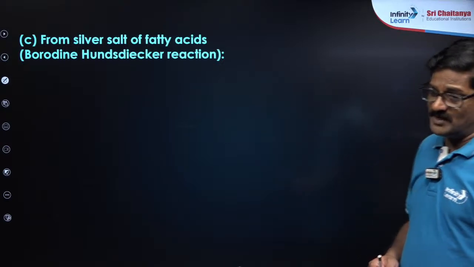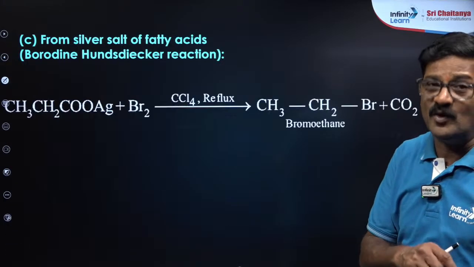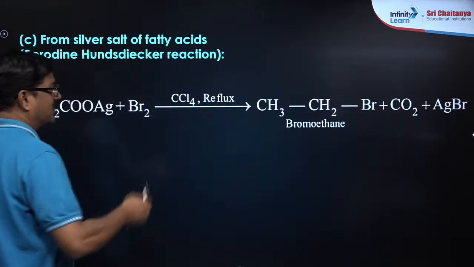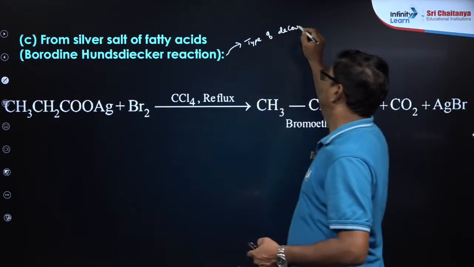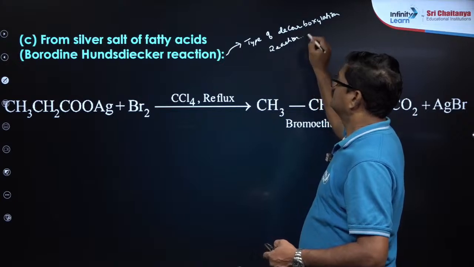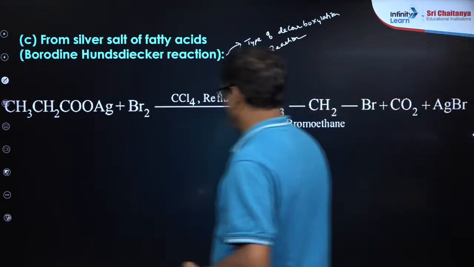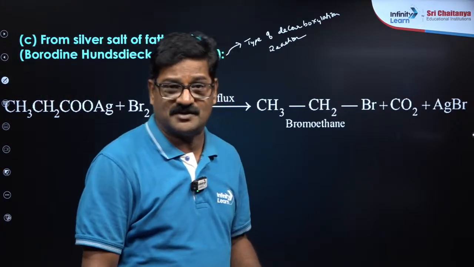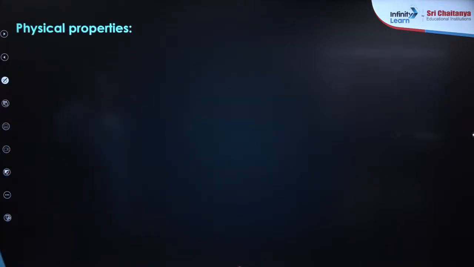In the Borodine-Hunsdiecker reaction, when the silver salt of a carboxylic acid is treated with bromine in the presence of CCl4, you are going to get a bromoalkane and decarboxylation takes place. This is a type of decarboxylation reaction. So the silver salt of propionic acid gives bromoethane. So it is a descending conversion, in which the number of carbon atoms is decreased. You understand? Let's talk about the physical properties.